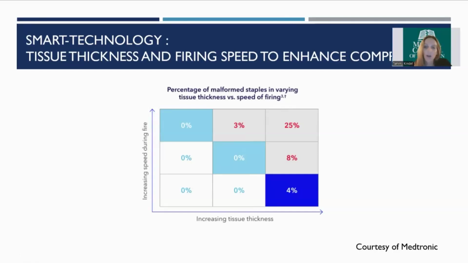And so both of these technologies are trying to slow down the speed of firing, allowing for tissue compression, even at times allowing for pauses within firing to allow for more tissue compression, and slowing down the firing speed so that hopefully you have a much higher percentage of appropriately formed staples.